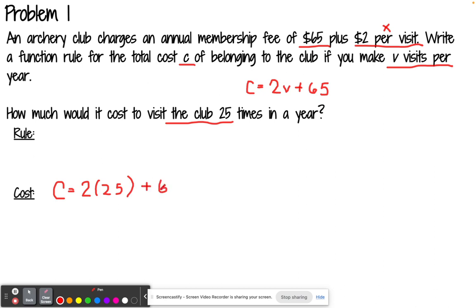Well, 25 times 2, that is 50. Plus my $65. So the total cost of my membership, if I go to the club 25 times in a year, will be $115. 50 plus 65.